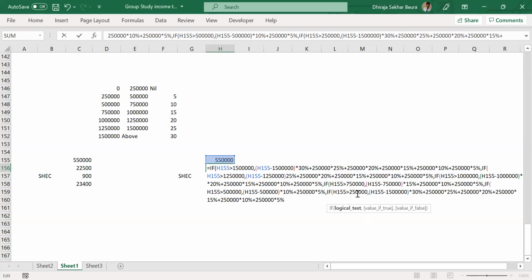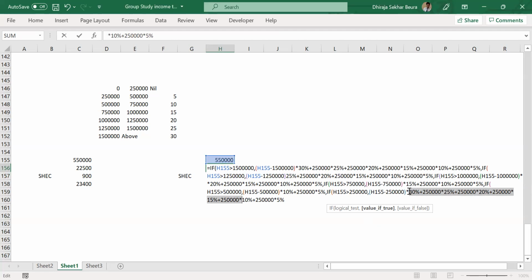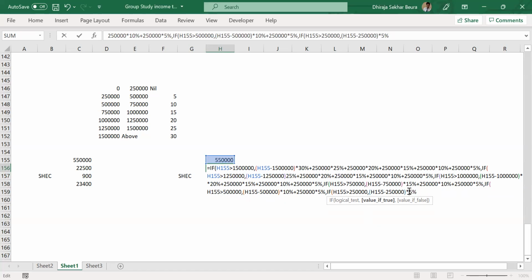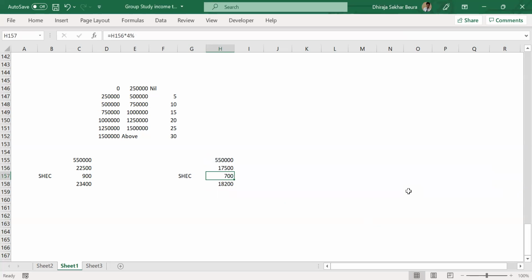And one more thing, what I had noticed is age is irrelevant for the new regime. You're absolutely right. It's always less than 60. Yes, absolutely. 18,200 is the correct answer, guys. Can you please calculate for 10,20,000 in both the cases?